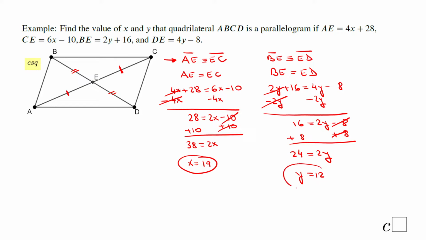So for this value of y equals 12, these two segments are going to be congruent. So therefore then we have one of the theorems that allows us to prove that this quadrilateral is a parallelogram. The diagonals bisect each other.